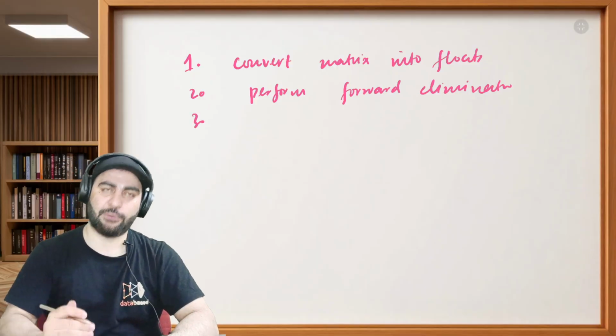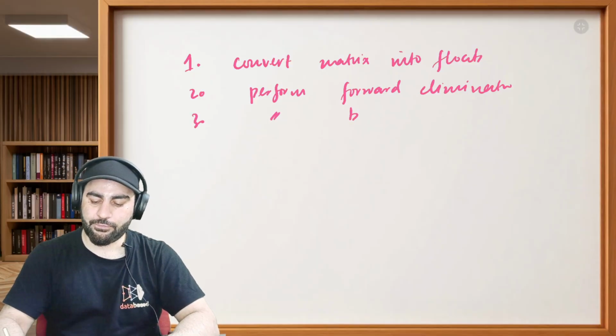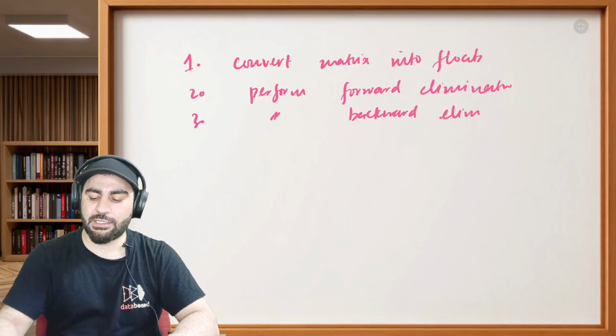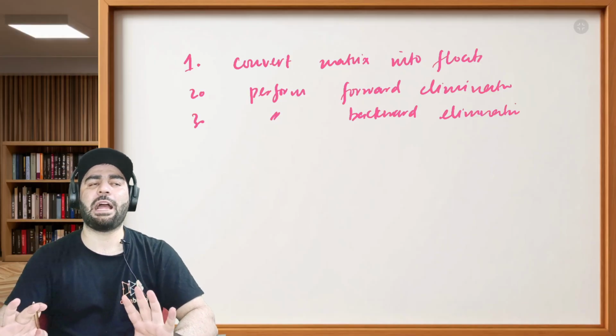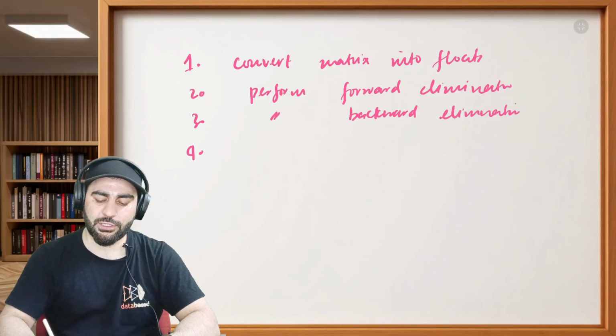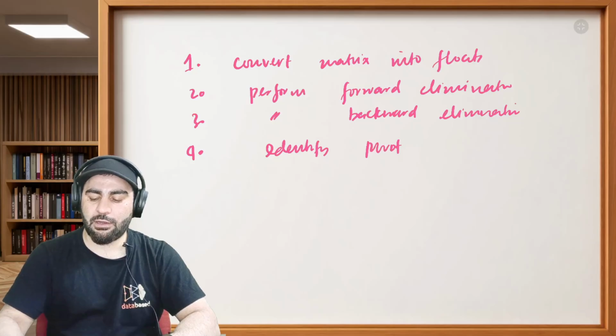Third is to perform backward elimination. What is backward elimination? Whatever was above the pivots, eliminate it and make it zero. After that, once we have these, we'll have to identify the pivot columns. So fourth is to identify pivot and free columns. So you will identify these columns.